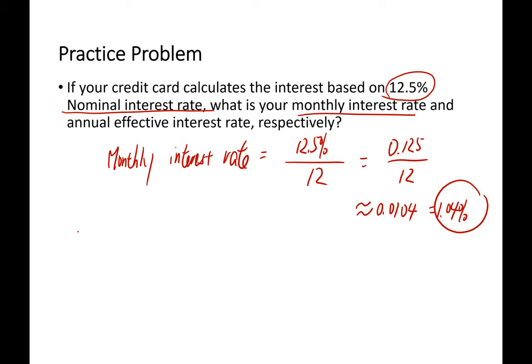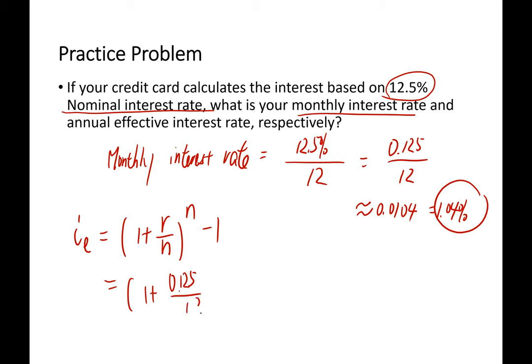And in terms of finding the effective interest rate, you apply the formula here. So the effective interest rate i_e is equal to (1 plus r over n) to the n, minus 1. Here it's compounding monthly, because the credit card charges interest on a monthly basis. So this is going to be 1 plus the annual interest rate of 12.5%, it's 0.125 over 12, to the 12th power minus 1.